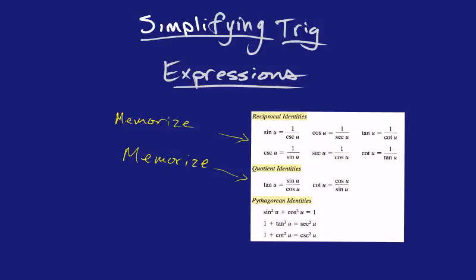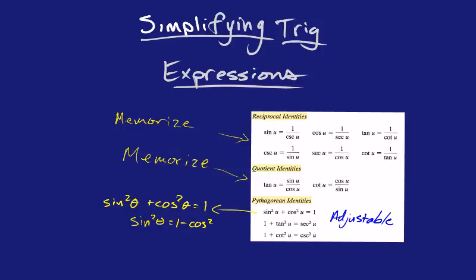And then the Pythagorean identities you need to memorize, but what you also need to know about them is that they're adjustable. What do I mean by adjustable? Let's take this one for example: sine squared of theta plus cosine squared of theta equals 1. Well, you can subtract cosine squared from both sides, and then we could say sine squared of theta equals 1 minus cosine squared of theta.